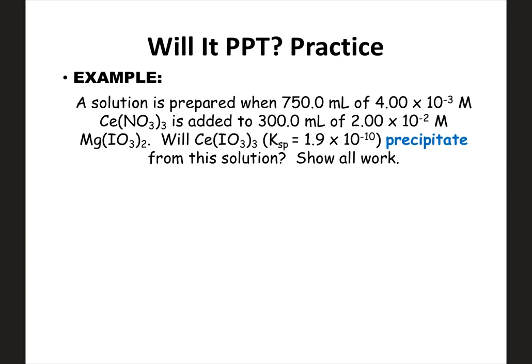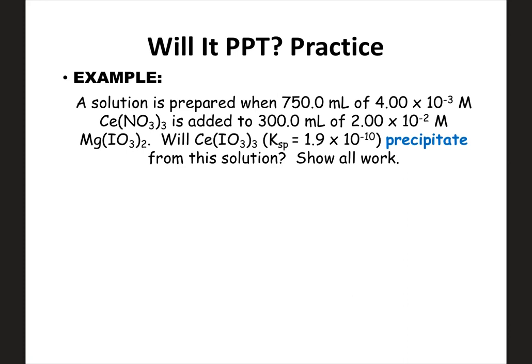All right, so if we look at a will it precipitate practice problem here, in this example, you can see it's asking, will a specific substance precipitate given that you're preparing it from a certain number of milliliters of a concentration of CeNO3 added to a specific amount of an MgIO3, and they want to know here, will this substance precipitate or not? So we're going to have to follow the steps. So the first thing is, if you look at the steps, we have to figure out which ions are actually in the precipitate. Well, I can see here the substance they're asking me about.